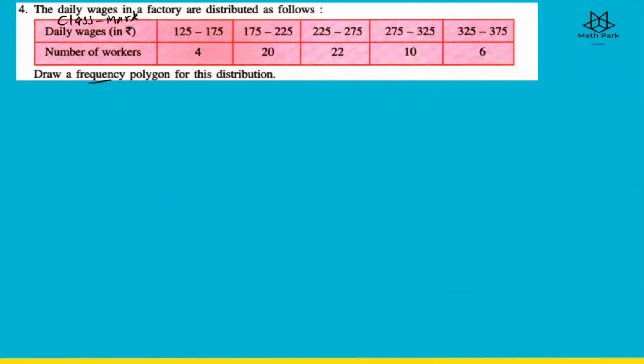125 plus 175 is 300. 300 divided by 2, we get 150. 175 plus 225 is 400. 400 divided by 2, we get 200. In the same way, the midpoint of these two is going to be 250. The midpoint of these two is going to be 300. The midpoint of 325 and 375 is going to be 350. Now we start plotting the midpoints directly.